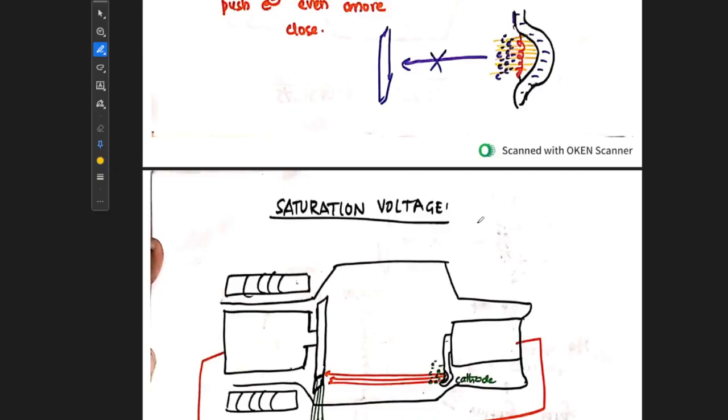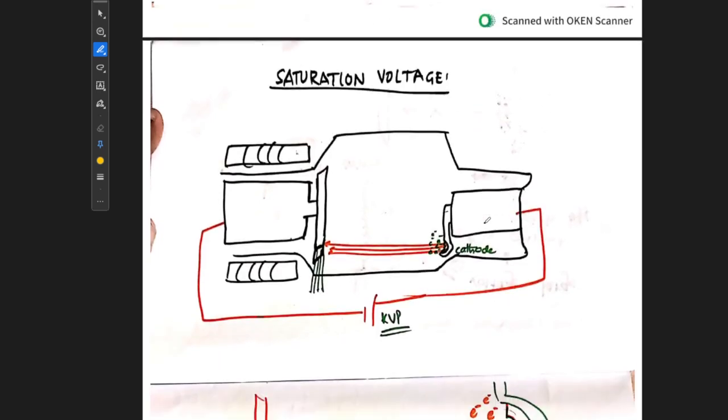Hello friends, let us now learn some important points about the three topics in this lesson, that is saturation voltage, Heel effect and tube shielding. So first let us learn about the saturation voltage.